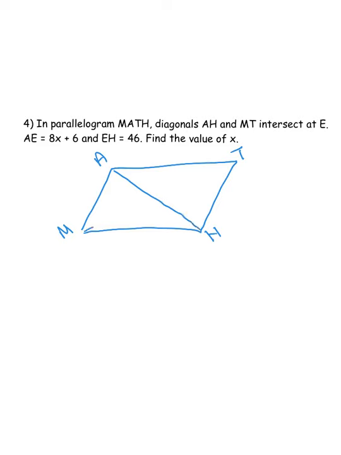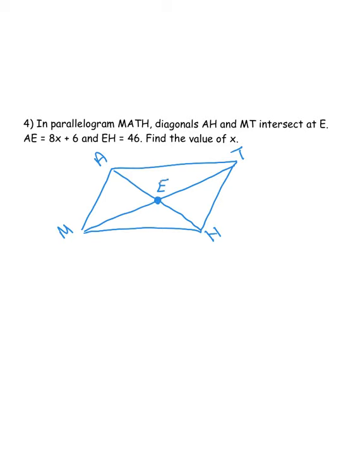If I look at number 4, it says in parallelogram MATH. So again, draw yourself a picture. It says M-A-T-H. It says diagonals AH, so I'm going to draw it, and MT, I'm going to draw that one, intersect at E.